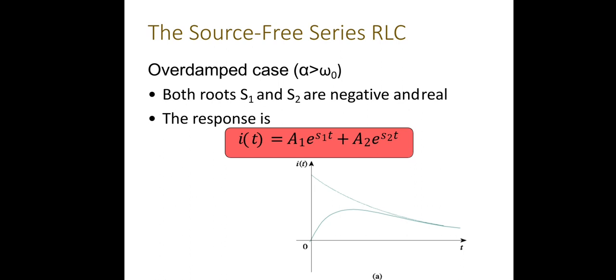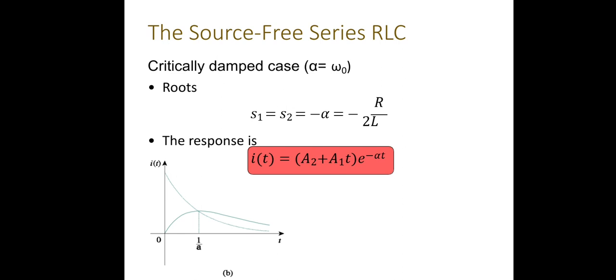Here is the corresponding graph between the current and the time variations for the overdamped condition. Just observe that. And now this is the source-free series circuit in the critically damped condition. Here both roots are equal, therefore alpha equals omega naught and S1 equals S2, which is equal to minus alpha, that is minus R by 2L.